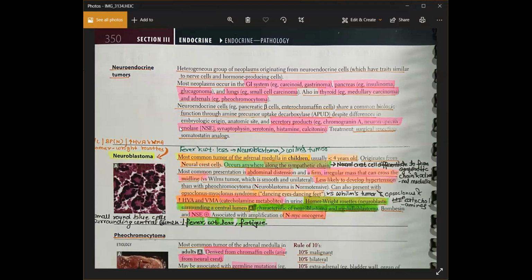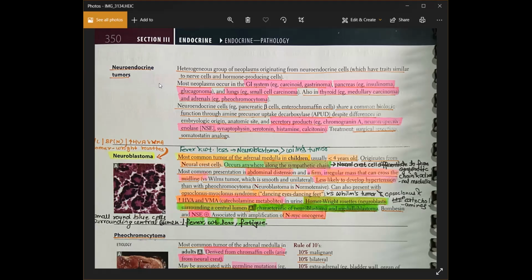Okay, other markers that you can use are serotonin for the serotonin secreting tumors, histamine for the histamine secreting tumors, and calcitonin for the calcitonin secreting tumors. And what are the calcitonin secreting tumors? Medullary cancer. Exactly, medullary thyroid carcinoma.